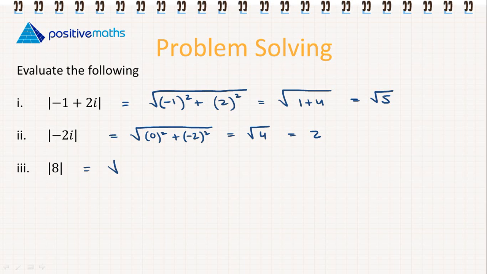And part 3, in this part we don't have the imaginary part, so it's just going to be the square root of 8 squared, and again, just to include it for the example, 0 squared. So the square root of 8 will be our answer for the third part. We could also break this down as the square root of 4 by the square root of 2, which will be twice the square root of 2.